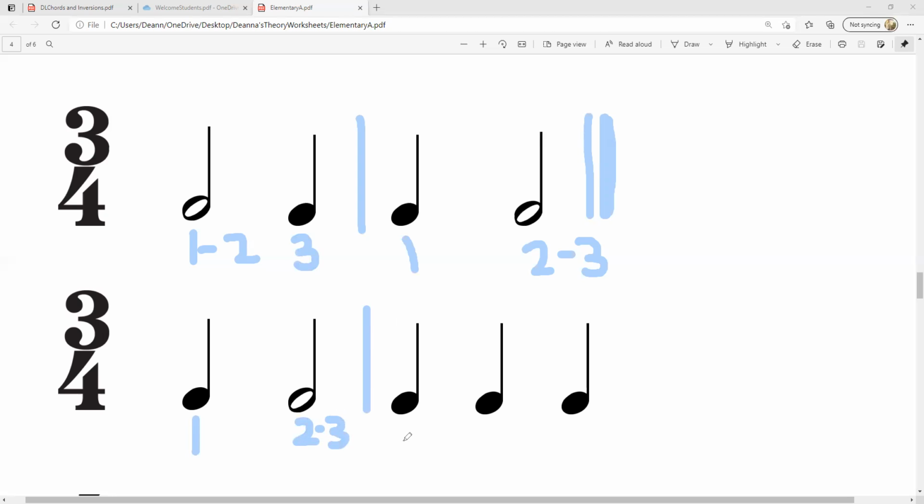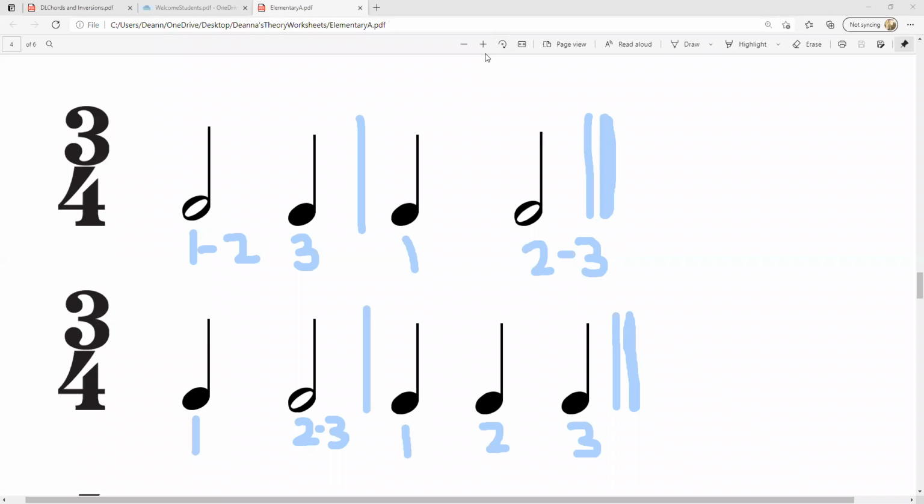And then look at this new measure. 1, 2, 3. That was pretty easy, wasn't it? And we can put a double bar line at the very end. Trying to make that nice and thick. It's messy, but you get the idea, right?